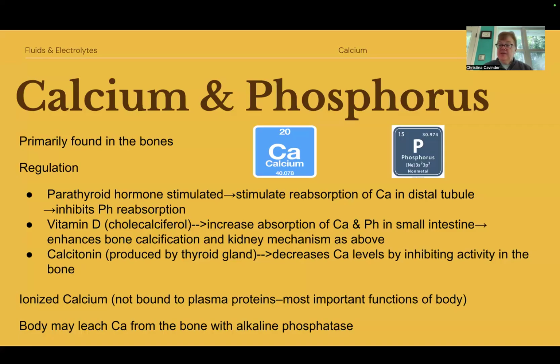If you have a low calcium level, the body will start to leach calcium, and it'll also leach phosphorus, but it will leach calcium from the bone, with alkaline phosphatase. So if you do another electrolyte panel and you see the alkaline phosphatase is elevated, that means that it is pulling the calcium from bone to keep it in a steady state. So it's weakening the bones.